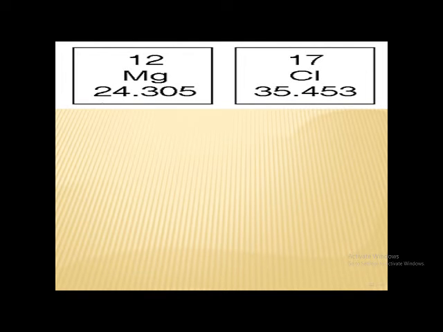So let's try this example. First thing, which one of these numbers is an atomic number and which one is a mass number? The large number represents the mass number, and the smallest number is the atomic number.